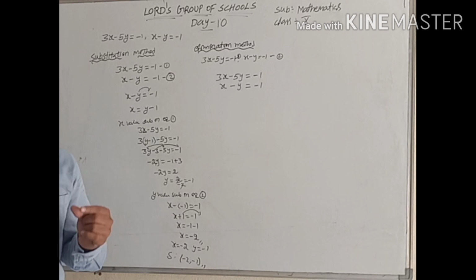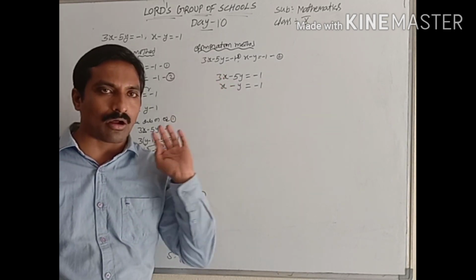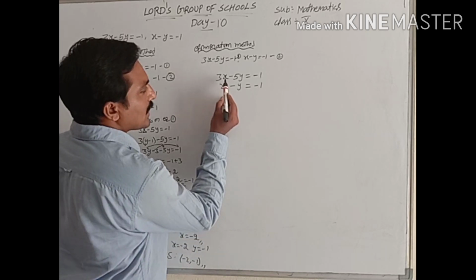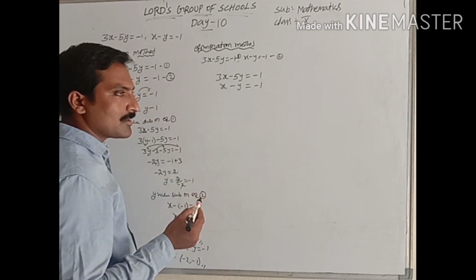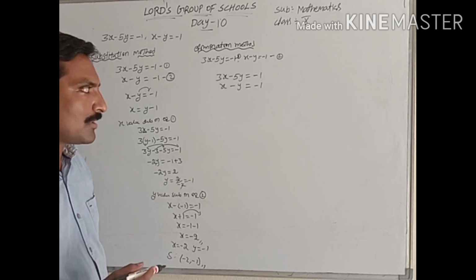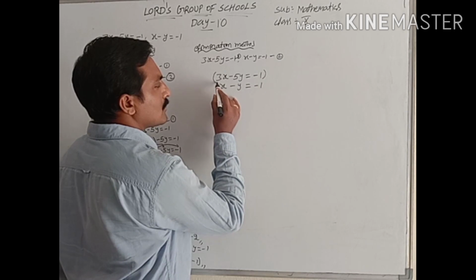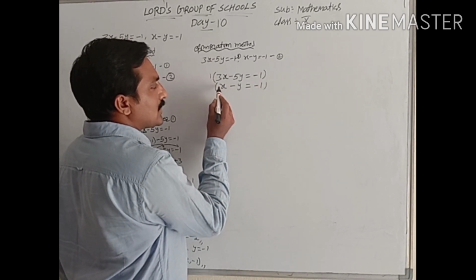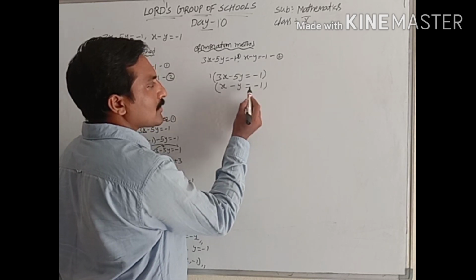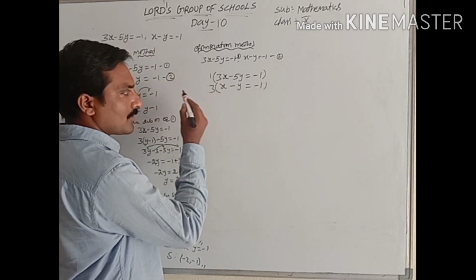Next, first of all, you have to observe whether the coefficients of x are equal or not. In the first equation, the x coefficient is 3. In the second equation, the x coefficient is 1. So the two are not equal. So at that time, multiply the first equation totally with the second equation's x coefficient, and the second equation totally with the first equation's x coefficient.